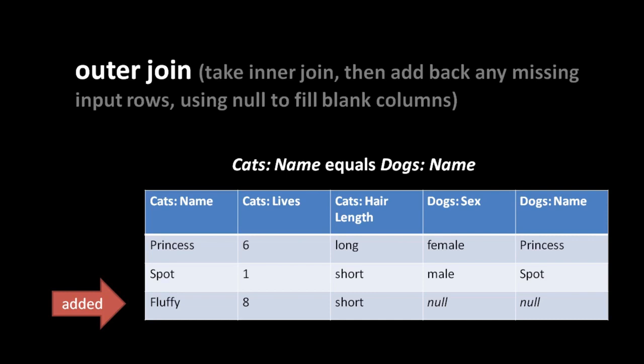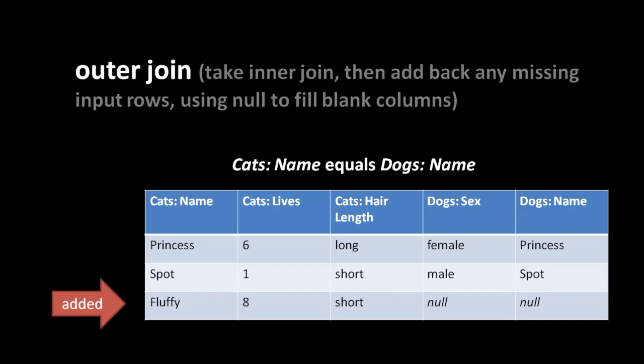Why does the outer join do this? Well, recall in our original tables we had 3 cats, Fluffy, Spot, and Princess, and in our dogs table we had 2 dogs, Princess and Spot. And both of those 2 dogs were included in the result of the inner join, so the outer join doesn't need to add them back in. They are already represented in the table. The cat Fluffy, however, the inner join was missing that, so the outer join adds it back in.